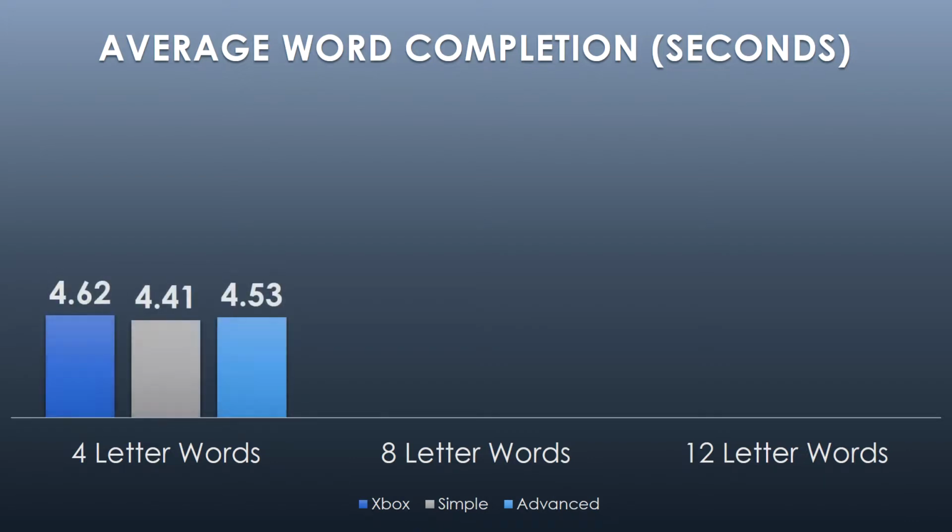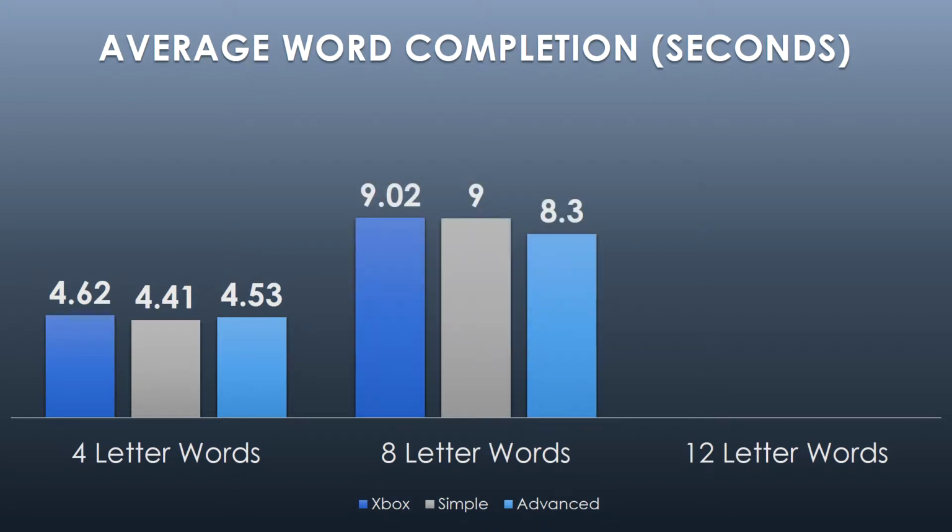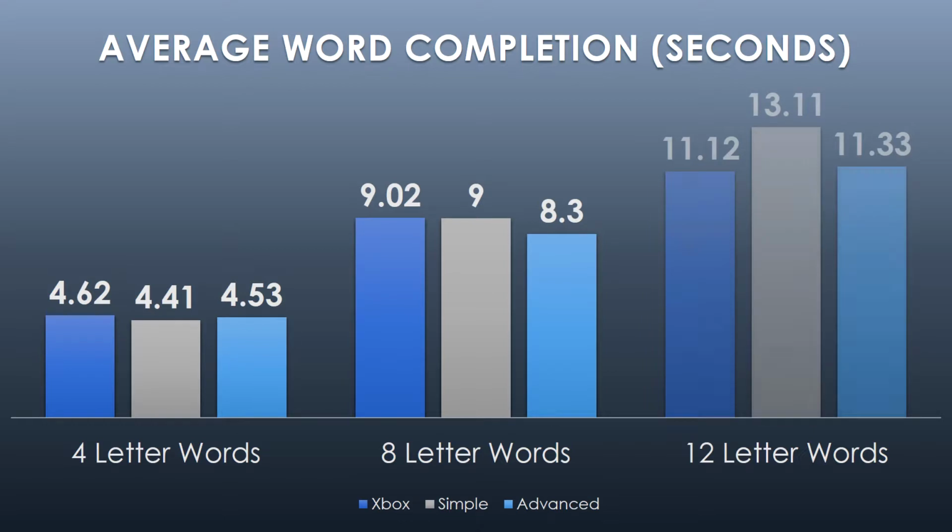All implementations performed nearly identical in the 4-letter pool, with the simple solution scoring the best time of 4.41 seconds. Doubling the number of letters led to the advanced solution performing slightly better, clocking in at 0.7 seconds shorter than the 2 other implementations. In the test with 12-letter words, the original Xbox One implementation performed the best, barely beating the advanced solution. The simple solution lagged behind with almost 2 seconds more for every word.